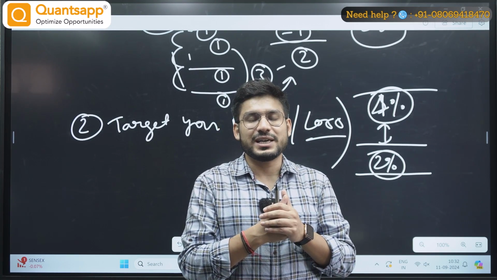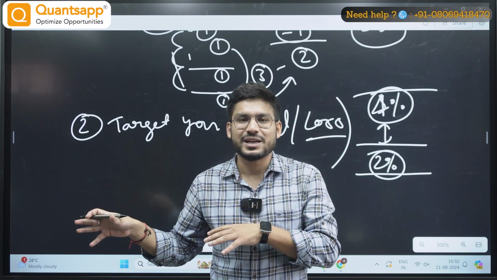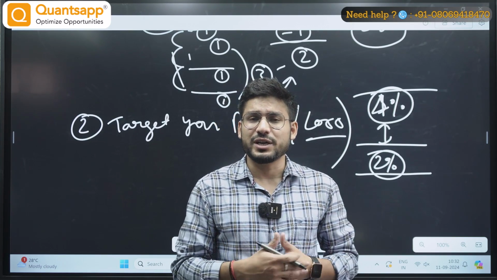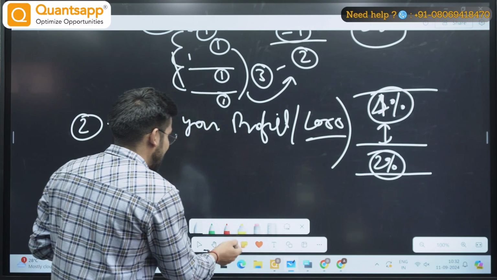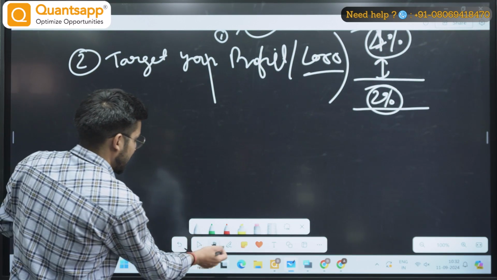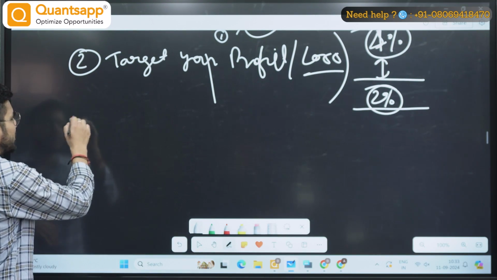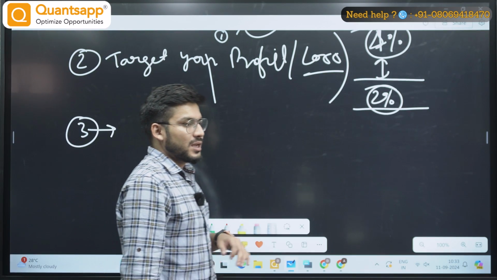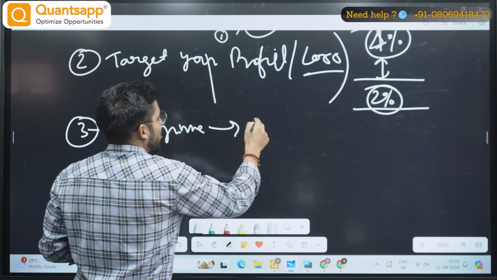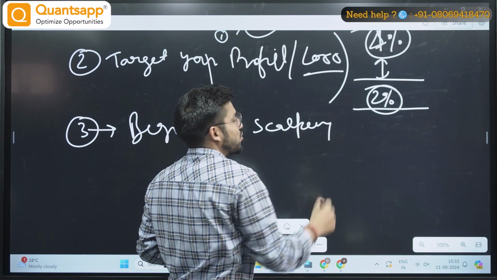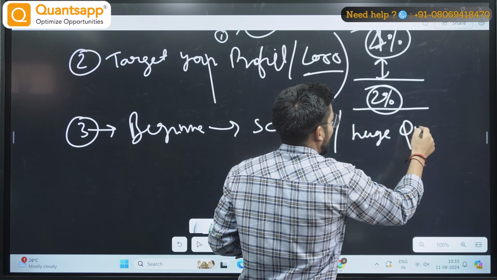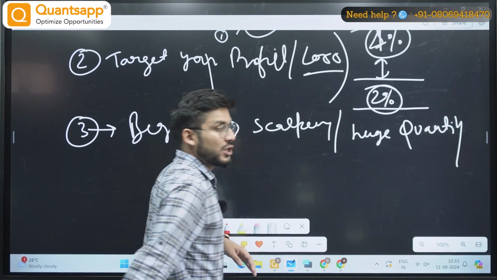Because if you have your capital remaining, then you can take more trades, and you can make more profits out of the market. The market always gives you an opportunity, right? Now the last reason how you can avoid overtrading is this: if you are a beginner in the market, just don't go for scalping trades. Just don't buy huge quantity.